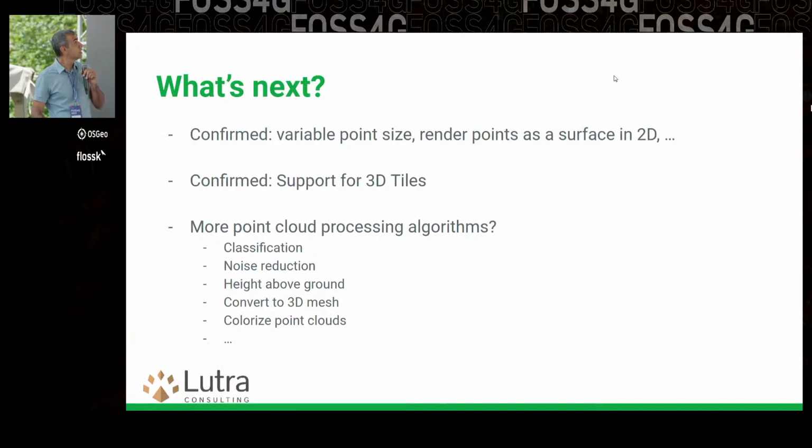And I'll give you a preview of some of the upcoming features. Confirmed works in QGIS 3.36, we will introduce a point size renderer, so you will be able to change the size of the point cloud based on some attributes. You can also see the point clouds as a surface in 2D maps. In QGIS 3.34 later this year, we will have support for 3D tiles that's funded by Cesium. So you can create those nice Google Earth type of things inside QGIS.